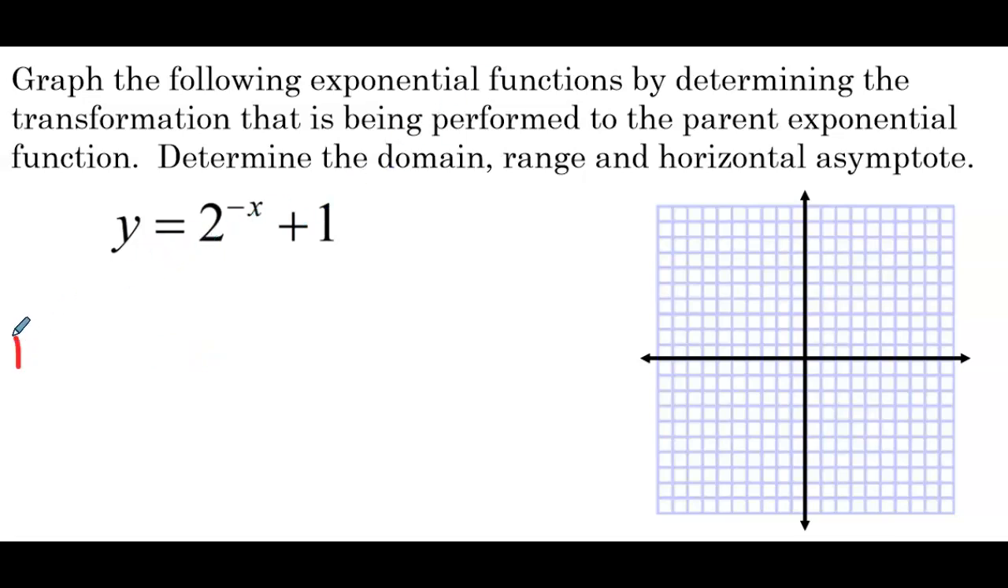So our parent function, the base is 2, so y equals 2 to the x is the parent function for this example. Now we need to rewrite this, so y minus 1 equals 2 to the x divided by -1. So in this case, we have both a scaling and a translation. We're dividing and subtracting in the equation.